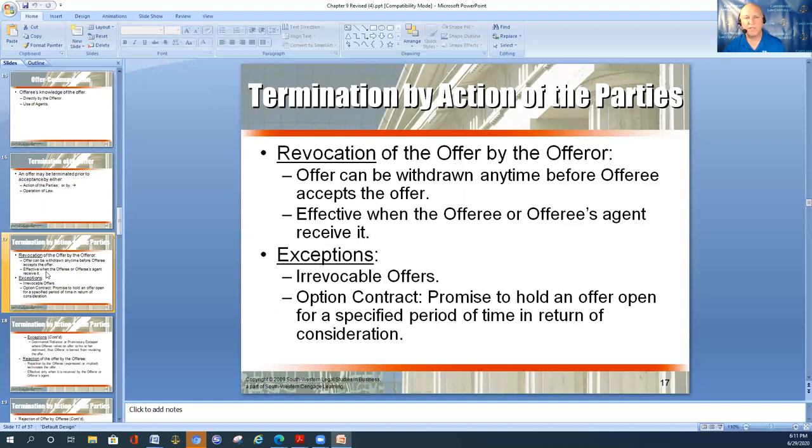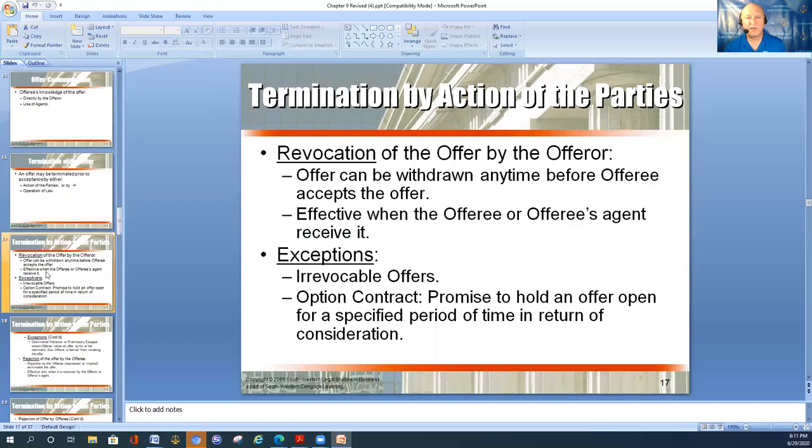One way is through a reasonable time. If you offer to sell me something and then 3 years later, I say, oh yeah, I'll take you up on that offer. Even if you remember what it was, that offer has expired because a reasonable time has elapsed. What is a reasonable time? I don't know. It's something between, you know, a minute and 3 years in most cases. You usually kind of know it when you see it.